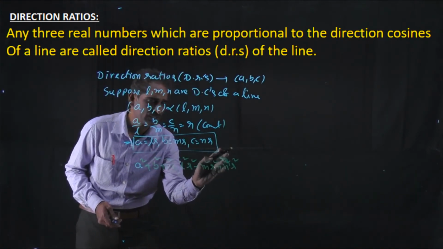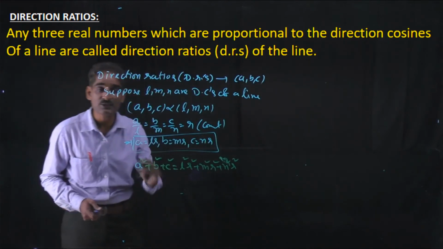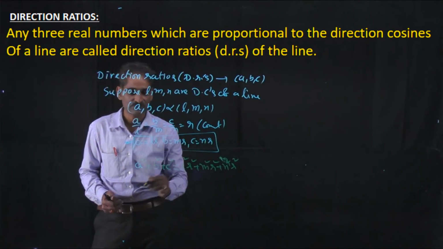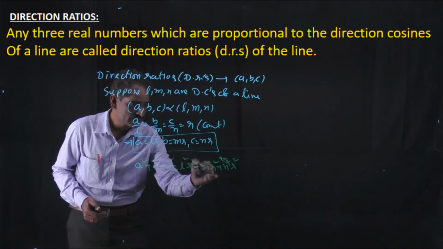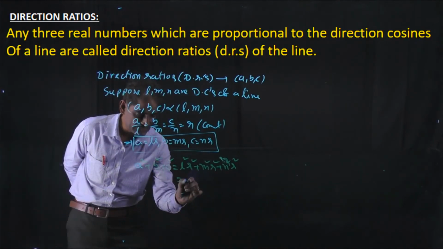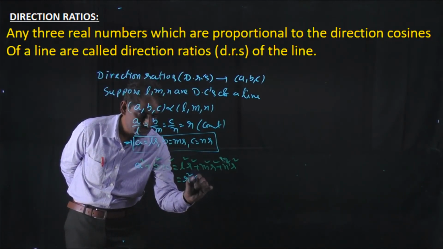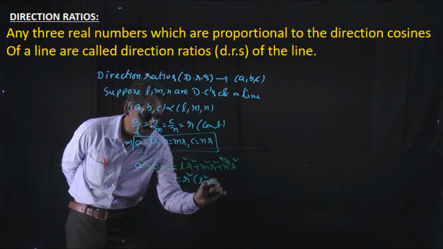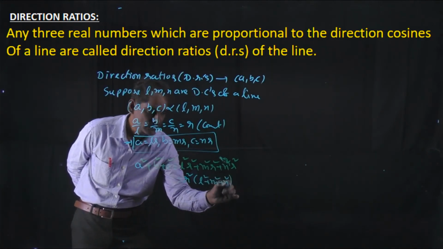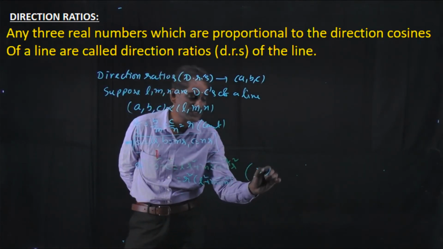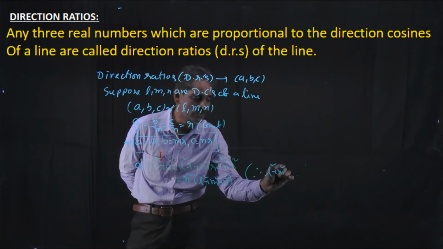This is an important result. Relation between DRs and DCs. So here, just take R square common from the right hand side: R square into L square plus M square plus N square. All of you know, if L, M, N are the DCs, then L square plus M square plus N square is equal to 1.